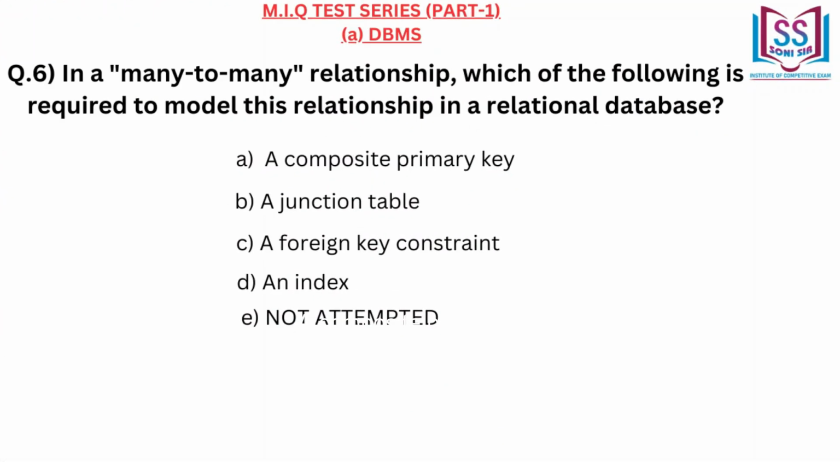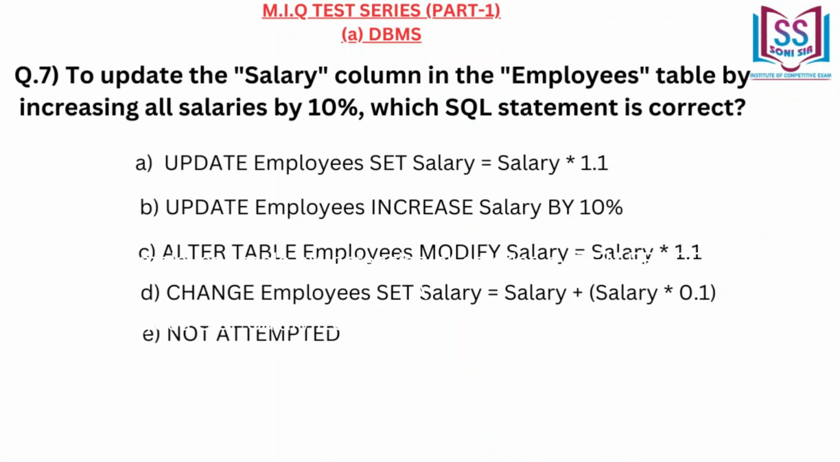In a many-to-many relationship, which of the following is required to model this relationship in a relational database? A. A composite primary key. B. A junction table. C. A foreign key constraint. D. An index.